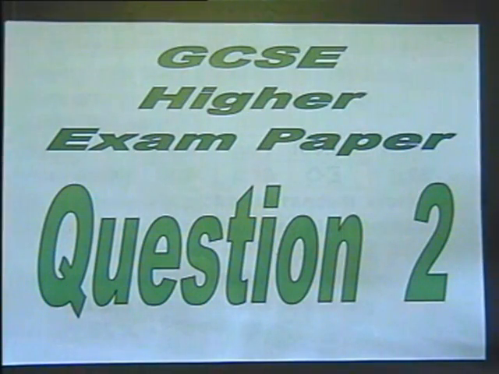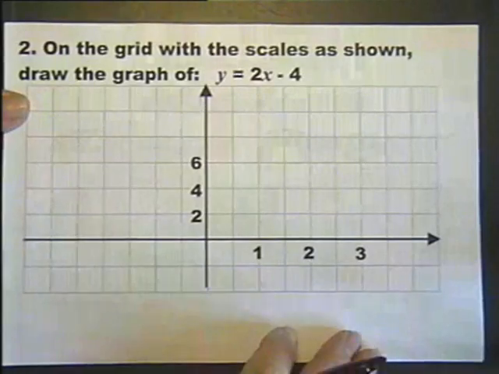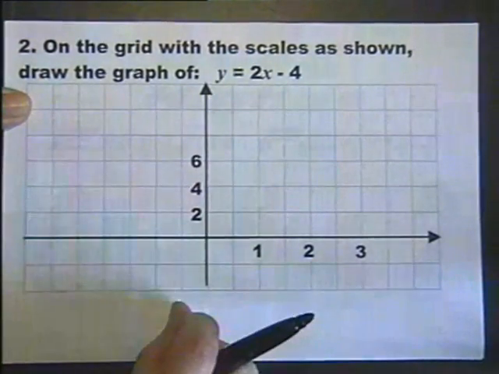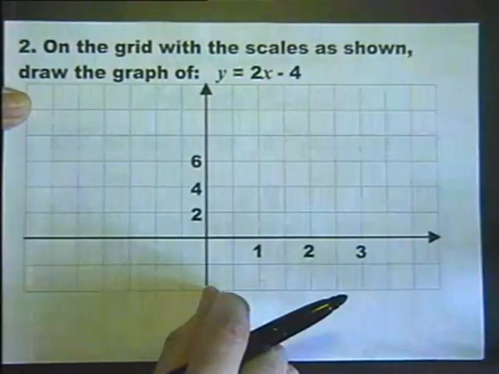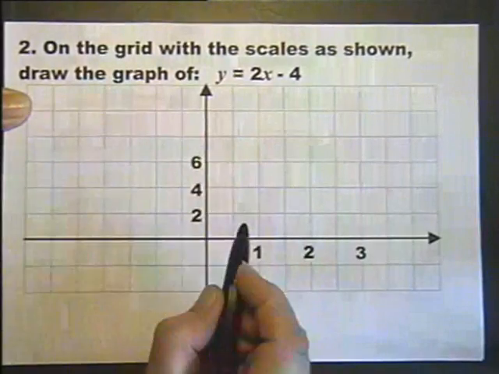GCSE Higher from 2011, paper 4, question 2. On the grid with the scales as shown, in other words the scales on the axes are different, so watch out, keep that in mind. Draw this graph. Now you can draw this graph one of two ways.